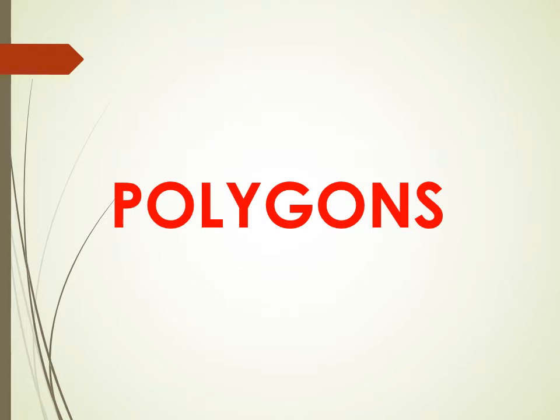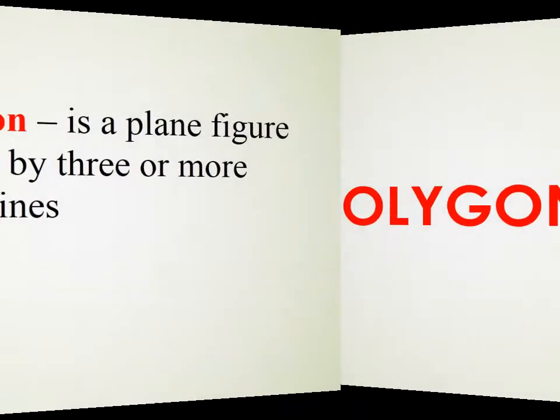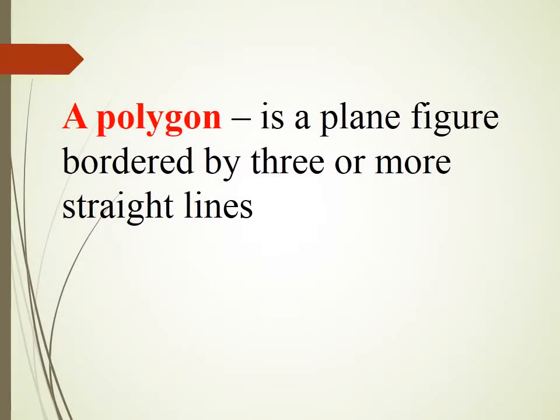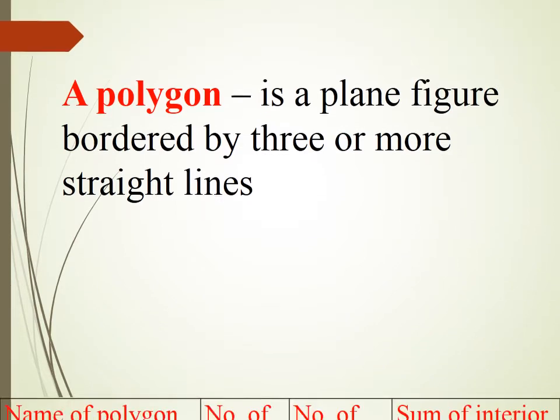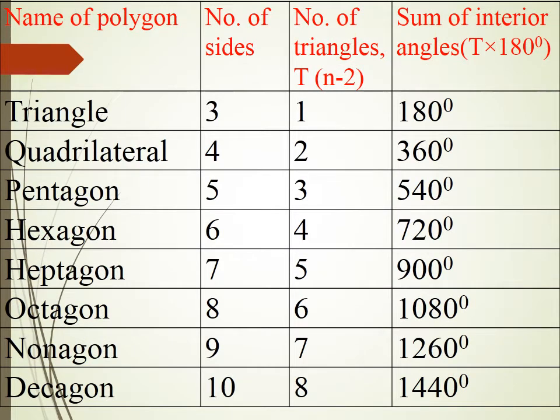In this video, we are going to discuss polygons. We will start by defining a polygon. A polygon is a plane figure bordered by 3 or more straight lines. Then we will go to different types of polygons.